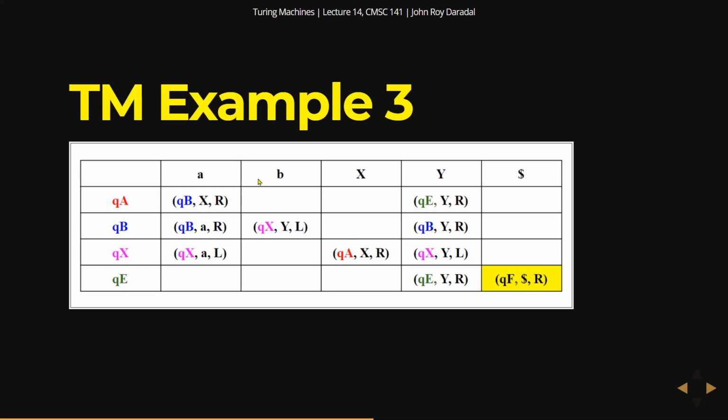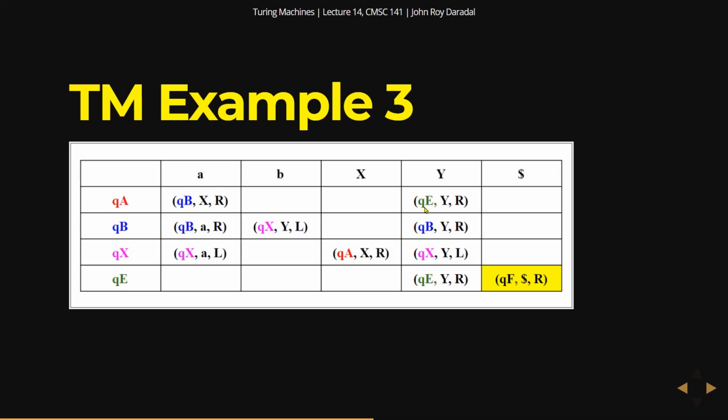So this will loop and loop until at one point QA will see a Y. That means that all of the A's have been processed, because A's should be marked by X, right? And B should be marked by Y. So once it sees a Y, that means that you have reached the B part of the string. So transition to state QE.